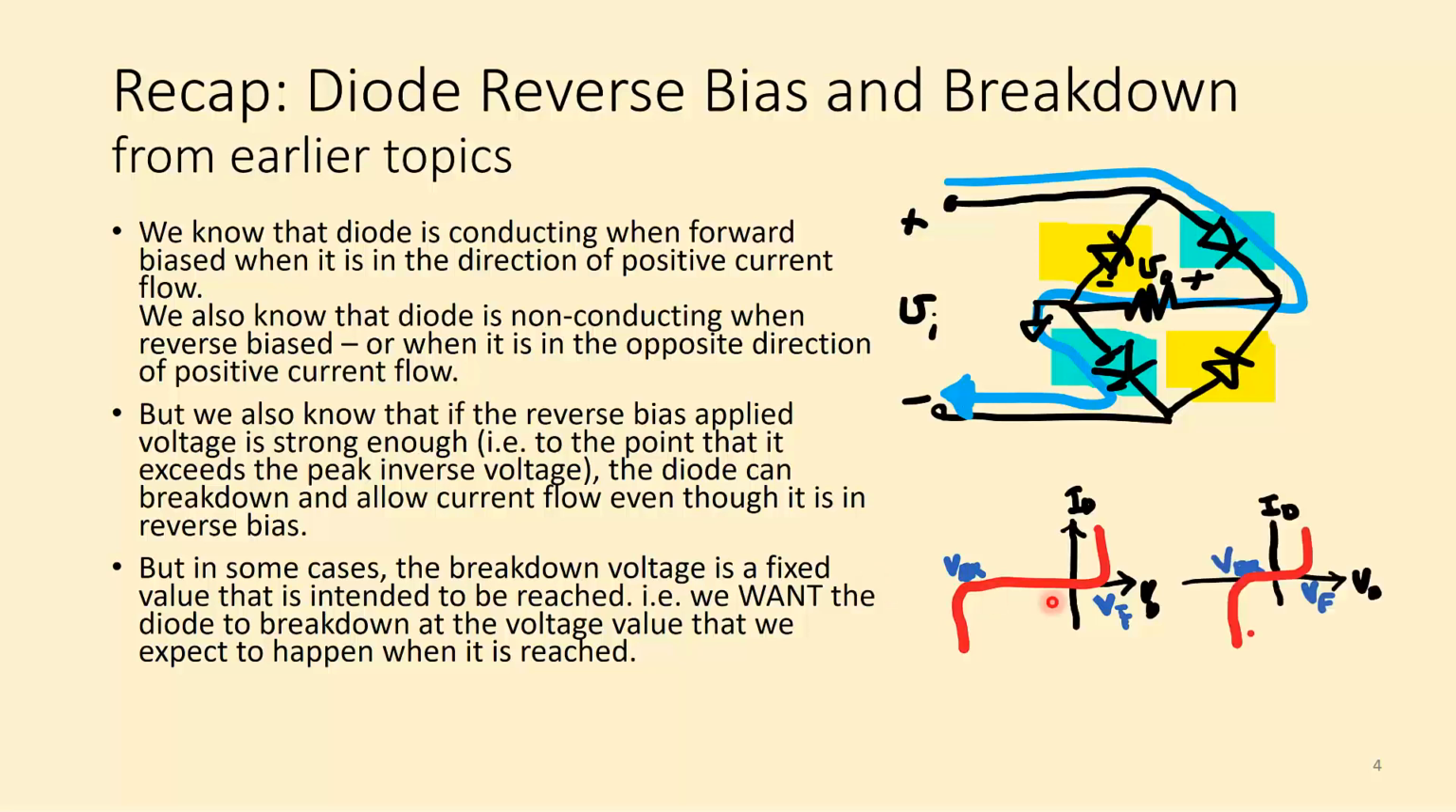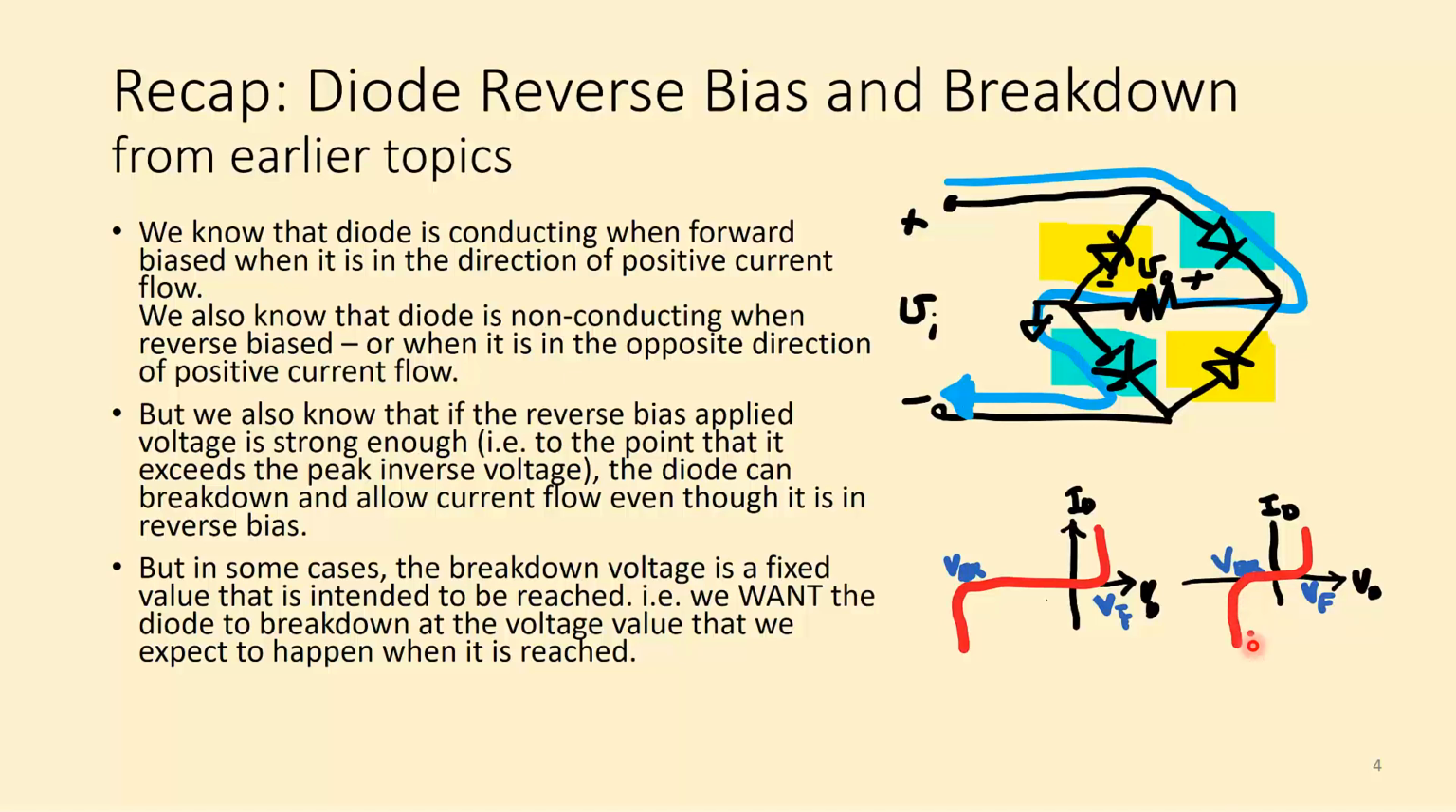This is another example of an ID versus VD device characteristics curve, but here the breakdown is at a smaller value, and this value here is intended. If you follow my laser pointer, this value could be something smaller. It could be 3 volts, it could be 5 volts. It is designed to break down at that value.